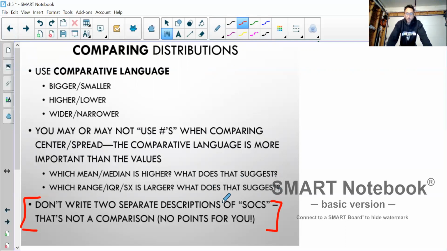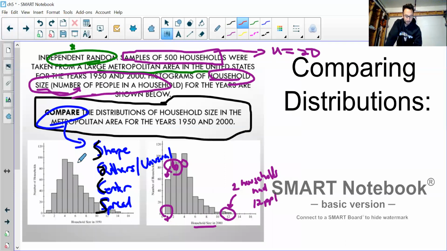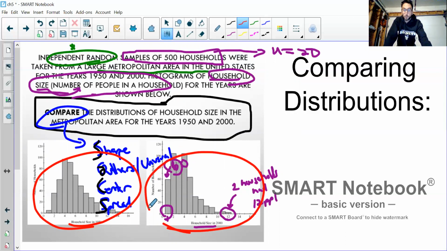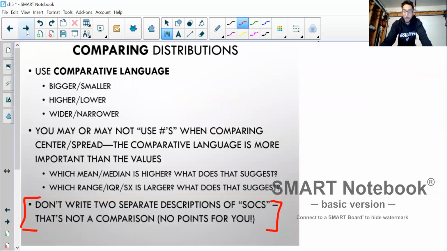Anyways, the number one thing to avoid, a fairly common thing that happens with students, and this is devastating because it shows me they understand a bunch of stuff but then get no points, is do not write two separate descriptions of socks. That is not a comparison. If we're asked to compare distributions, and I write a description of shape, outliers, center, spread for 1950, period. And then below it, next to it, whatever, I write a description of socks for household sizes in 2000. Even if all of that information is correct, even if I've separately correctly described the shape, the center, the spread, unusual stuff if it exists, I'm not getting any points, because that's not a comparison. That's two separate descriptions of two separate things.